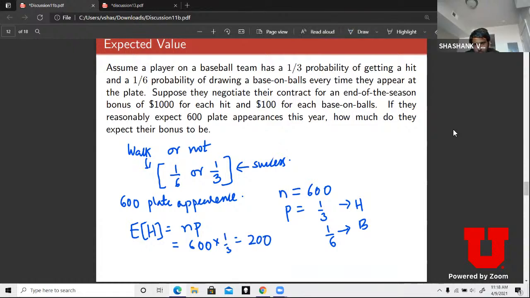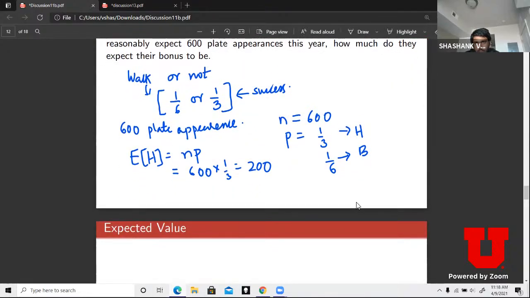And okay, let's move it a little bit down. And also E of B, that would be the same formula. That would be 600 times, now this time the probability would be 1/6. So that would be 100.